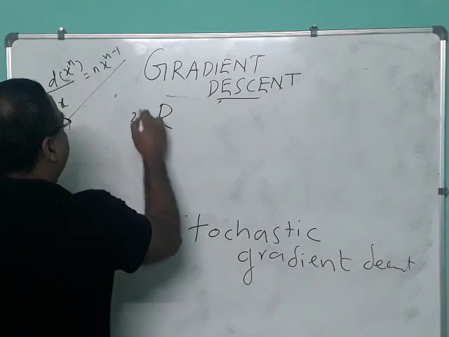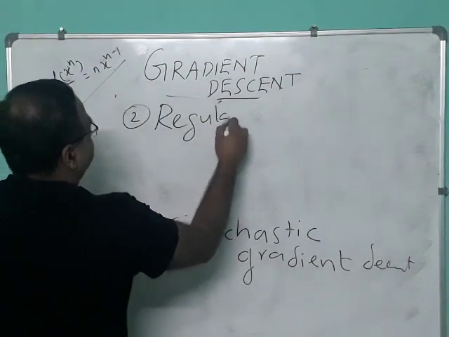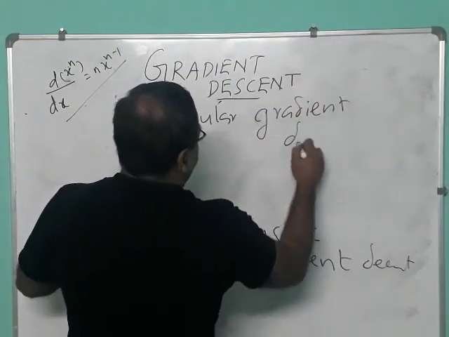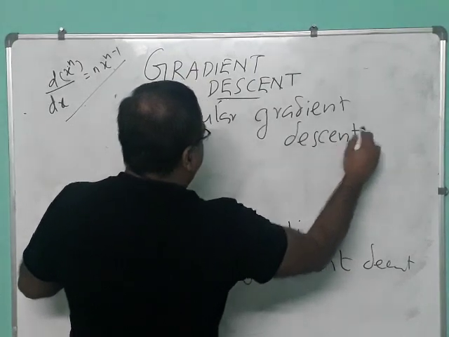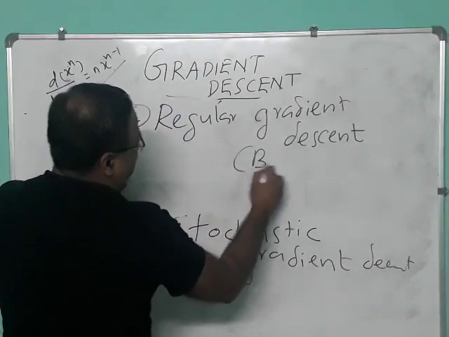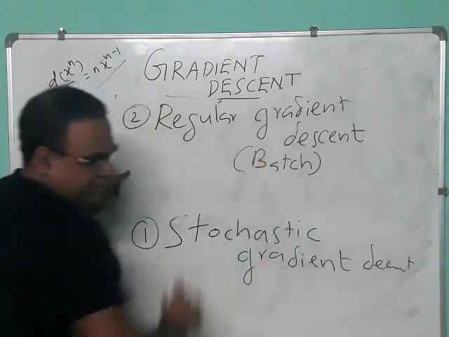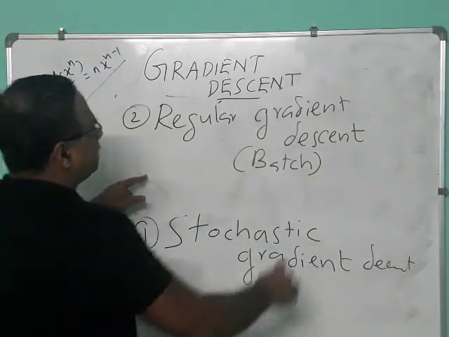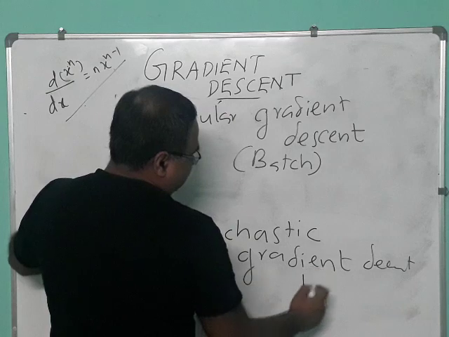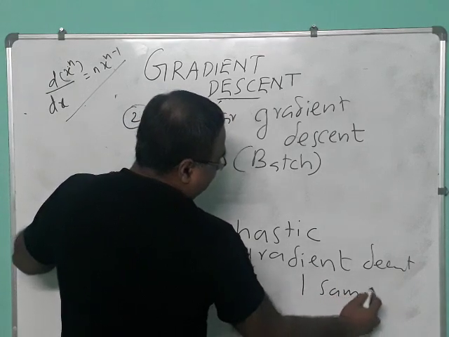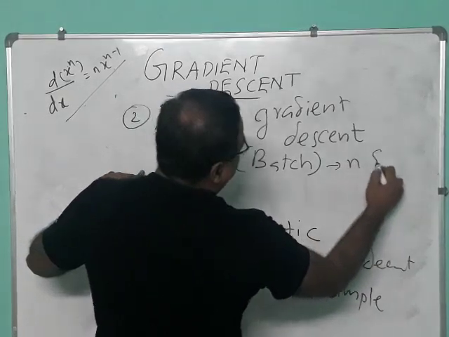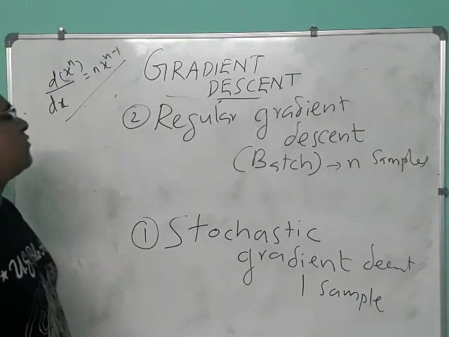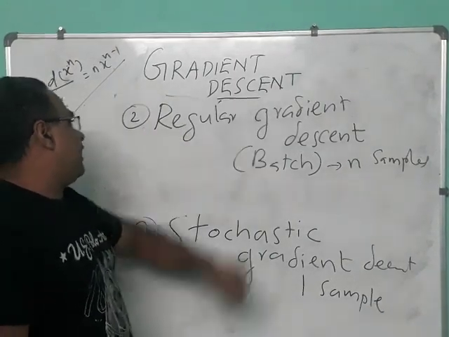The next is the regular gradient descent. Regular gradient descent is also known as the batch, because the entire sample of data we are considering is known as the batch. So here we are using all the n samples. In stochastic gradient descent, we are using only one sample. Here we are using all the n samples of data. If there are trillions of data, we will use all trillions. So that is the regular gradient descent.